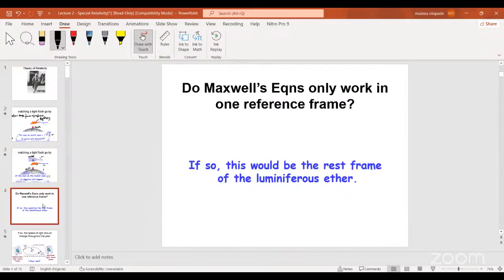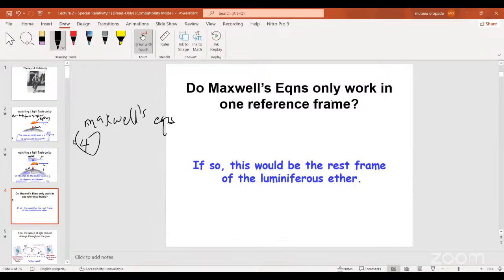So if you have questions, please, you can pause me and ask your questions. So do Maxwell's equations only work in one reference frame? And just like I made mention in the physics class, we have various Maxwell's equations, and they are usually 4. So now the question is this: do they only work in one frame of reference, or are they the same in all frames of reference?